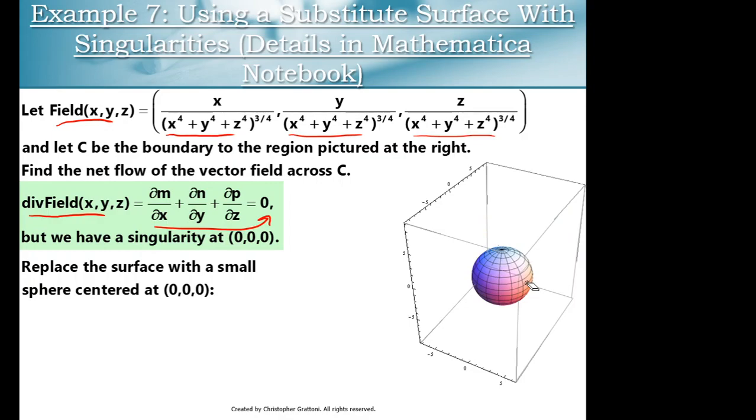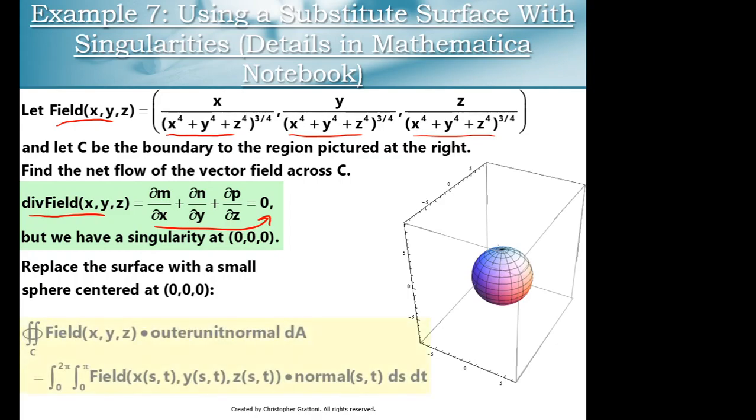It doesn't really matter how big or how small that sphere is because I only have one singularity in this vector field. And so you could do the unit sphere centered at 0, 0, 0 if you want to. You could do a sphere with a tiny little radius if you want to. It's really a matter of personal taste.